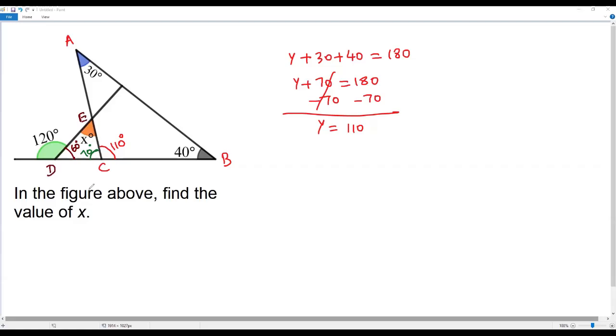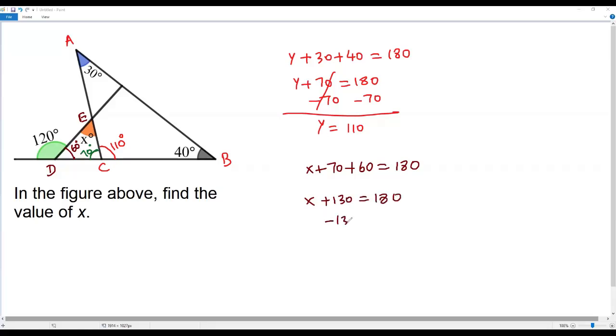Now let's consider the triangle CDE. In this triangle CDE, I know the three interior angle measures: x degree, 70 degree, 60 degree. According to the angle sum property of a triangle, the three interior angles will add up to 180 degree. That is, if I add the three interior angles of the triangle CDE, x degree, 70 degree, 60 degree, these three interior angles must add up to 180. That is x plus 70 plus 60 equals 180. So when I combine the 70 and 60, I'm getting 130 equals 180.